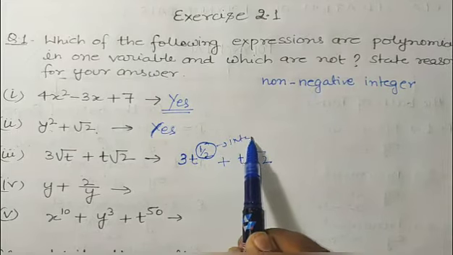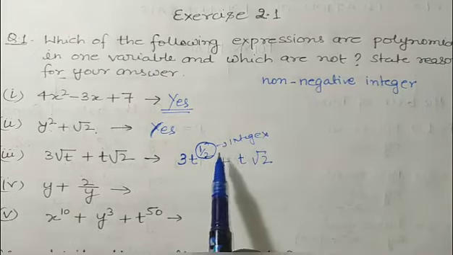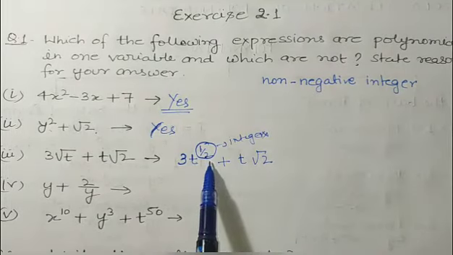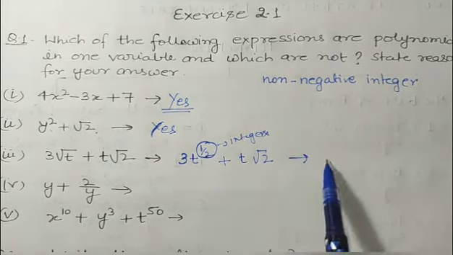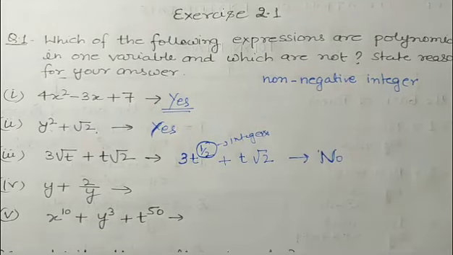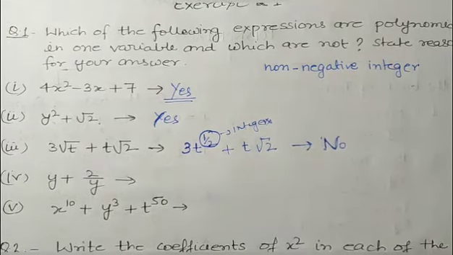This should be an integer, but it is not an integer. So it will not be a polynomial. The reason you will write is that the power of t is a fraction, it is not an integer. So it will not be a polynomial.